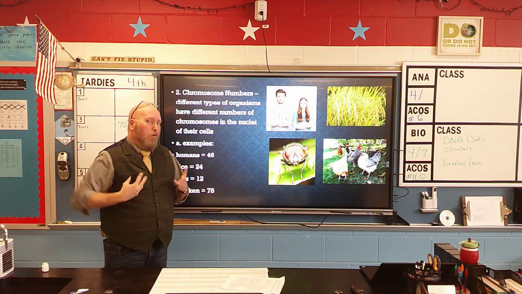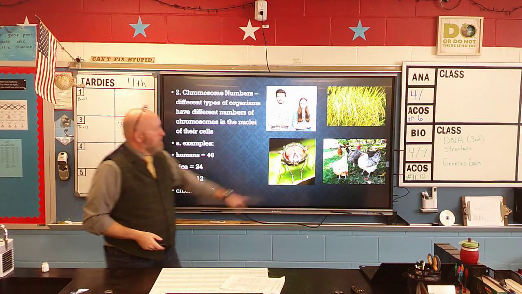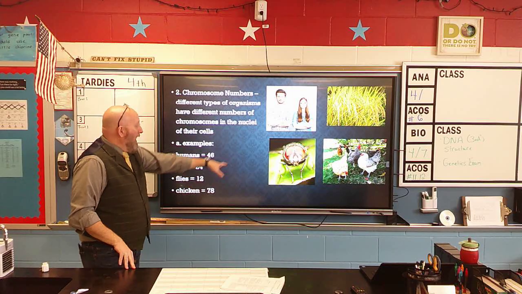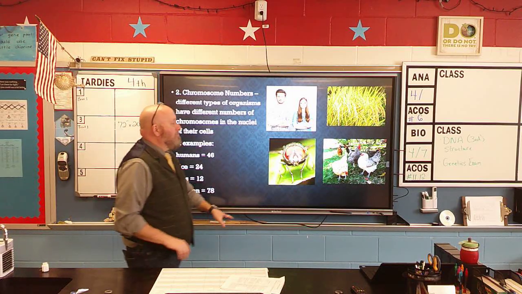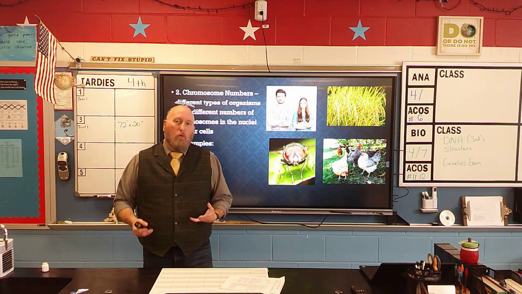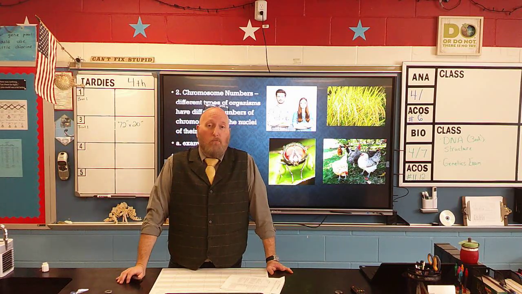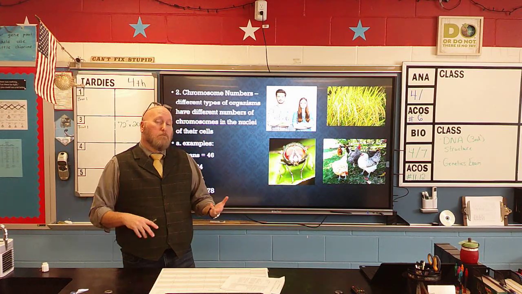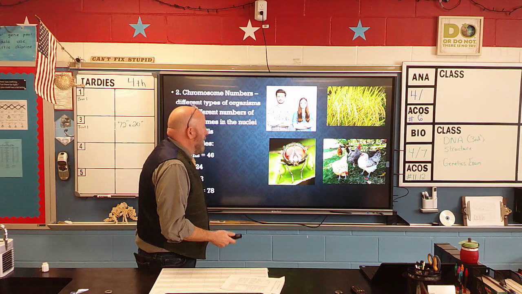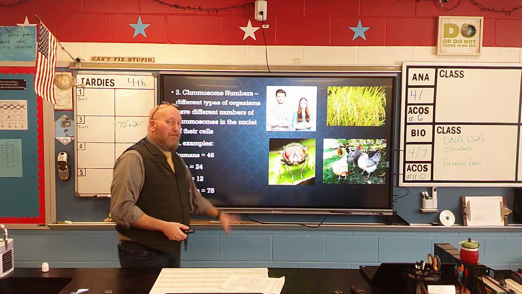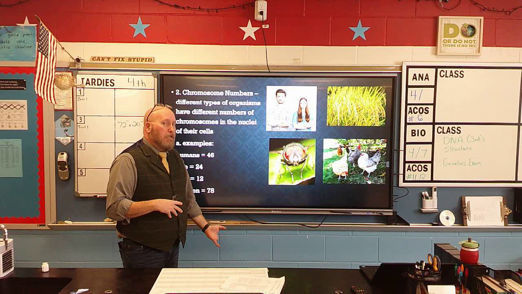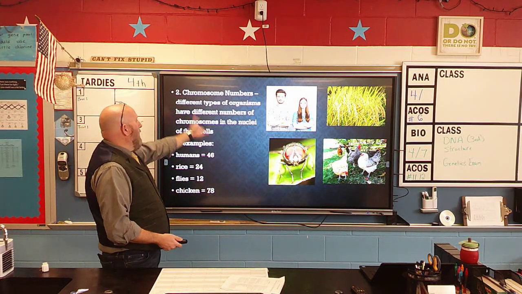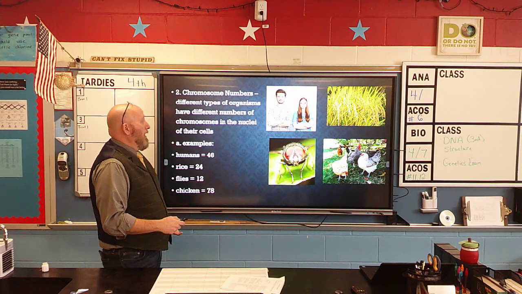Now, not every organism has 46. You can see right here, rice has 24 chromosomes. Flies have 12, and chickens have 78 chromosomes. Does that mean chickens are more complicated than we are? No. It just means they have more chromosomes. They have less genetic material on each of the chromosomes, so their chromosomes are actually smaller than ours. But every living organism will have different numbers of chromosomes. If I remember correctly, dogs have 48 chromosomes. So everybody has a different number of chromosomes in their nuclei.